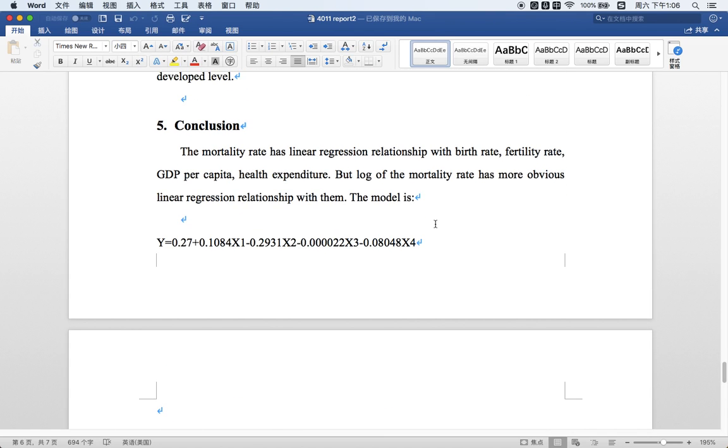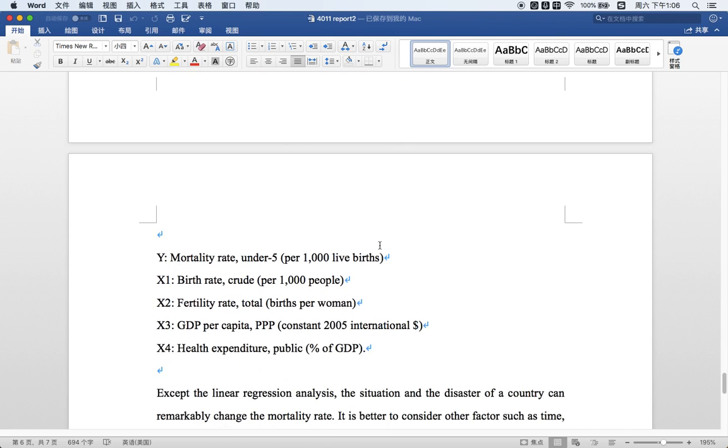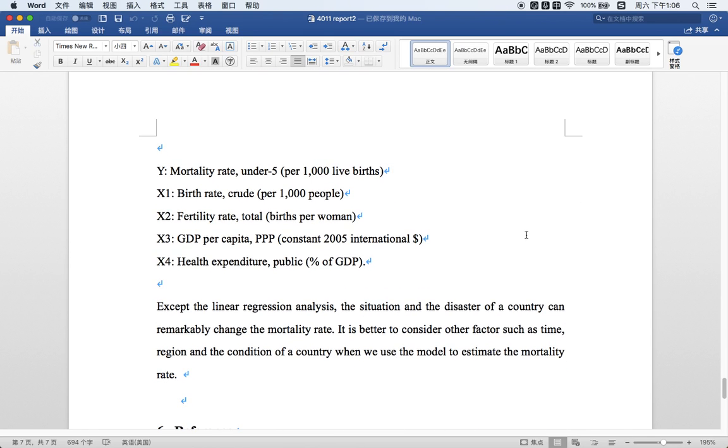So finally, here is the conclusion. We found the model of the mortality rate and other factors, and as we use the model to analyze the mortality rate, we have to consider other factors such as time, region, or other conditions of the country.